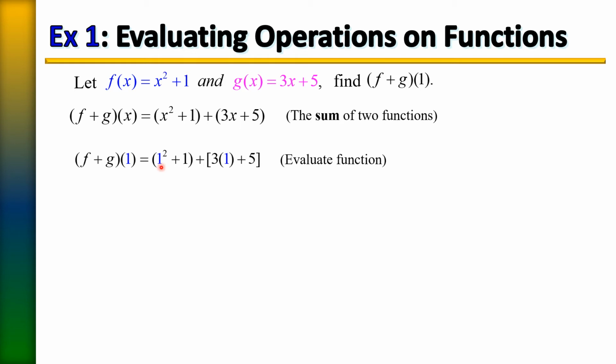So we know that 1 squared is 1. So what you're going to wind up having here is 1 plus 1, which is going to give you 2. 3 times 1 is 3, and then 3 plus 5 is going to give us 8. And 2 plus 8 we know to be 10, so therefore f plus g of 1 will equal 10.